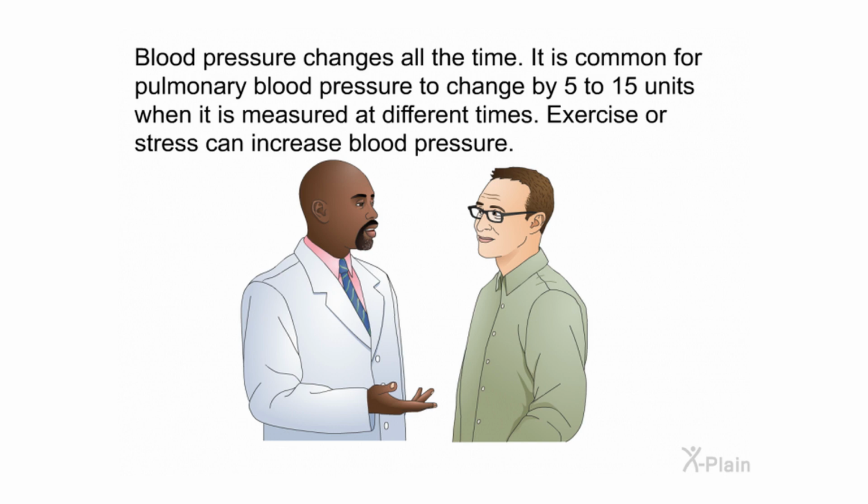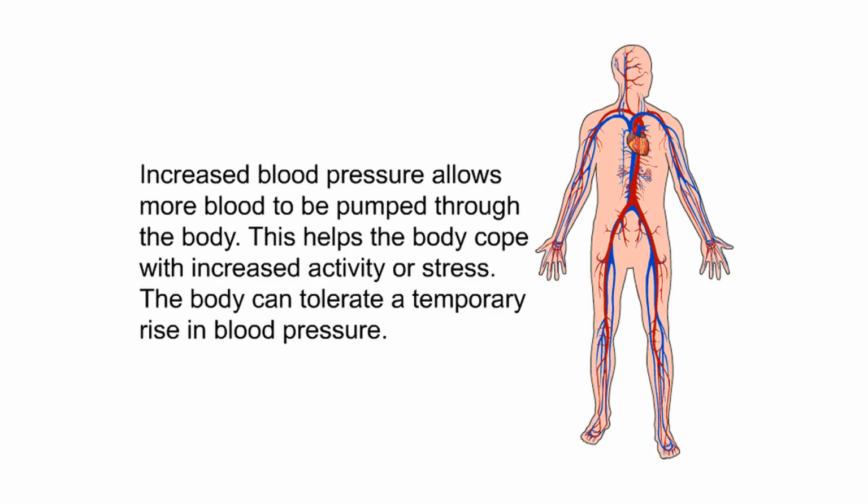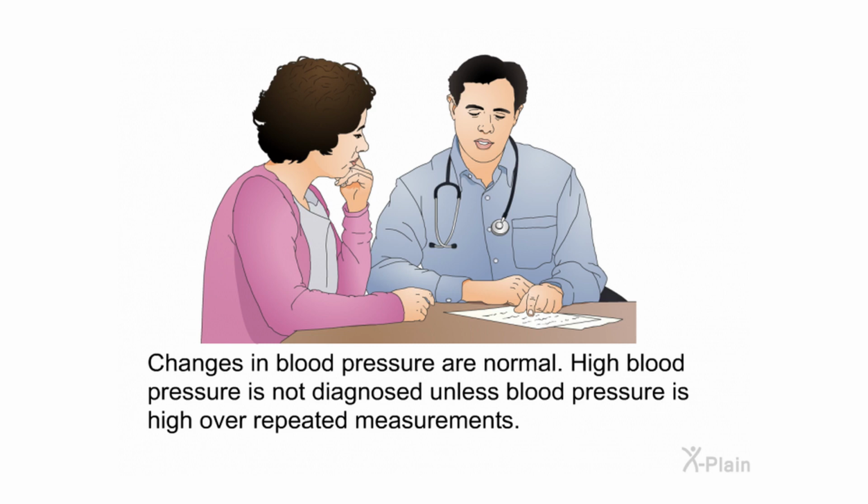Blood pressure changes all the time. It is common for pulmonary blood pressure to change by 5 to 15 units when it is measured at different times. Exercise or stress can increase blood pressure. Increased blood pressure allows more blood to be pumped through the body. This helps the body cope with increased activity or stress. The body can tolerate a temporary rise in blood pressure. Changes in blood pressure are normal. High blood pressure is not diagnosed unless blood pressure is high over repeated measurements.